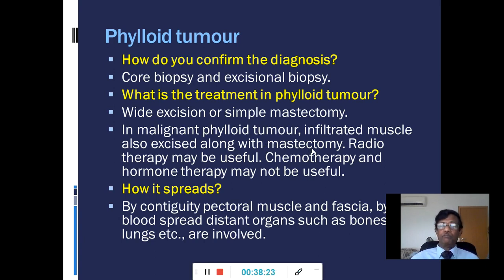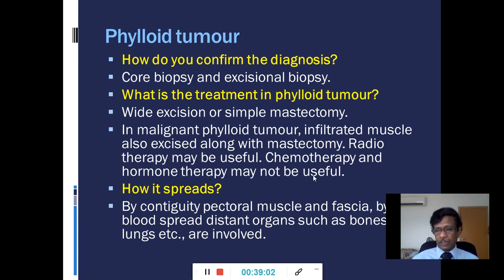And radiotherapy may be to some extent useful, but not completely. Chemotherapy and hormone therapy may not be much useful. But how does it spread? By contiguity, to the pectoral muscle and fascia. By blood spread, distant organs such as bones and lungs are involved. Yes, it spreads by the blood and also by contiguity. By contiguity, it involves deeper underlying structures such as the pectoral muscle and fascia. That is why I told you, when the pectoral muscle and fascia are involved, they can be excised along with a simple mastectomy. The lymph nodes are not involved.